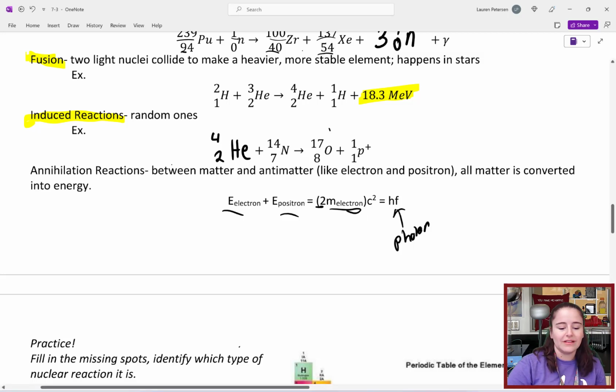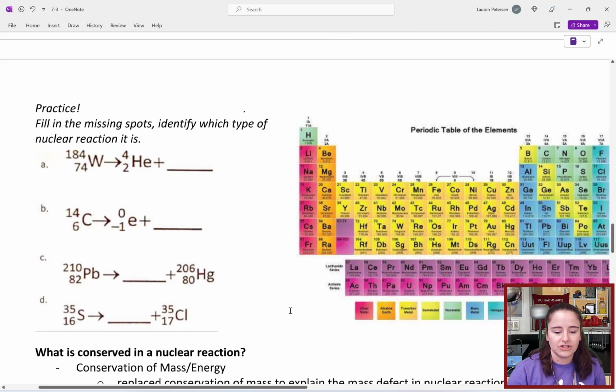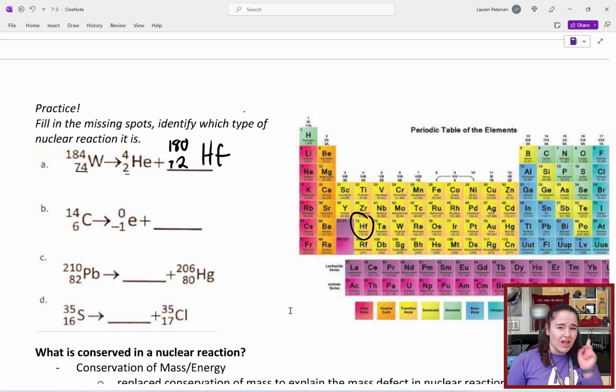Okay, cool. So let's go ahead and do a couple practice problems. Here you're going to use conservation of nucleon number to fill it out. So we got 74 and 2. That's 2. And 72. And 180 and 4. So we have 180 there. Number 72 on the periodic table is hafnium. Go ahead and try the other 3, and then check your answers against mine.